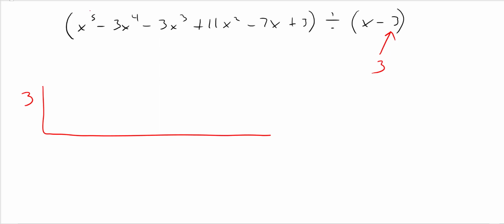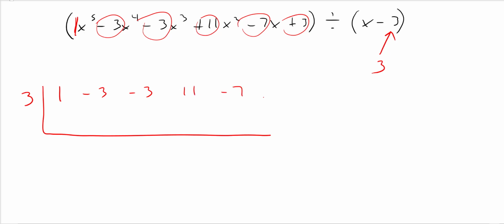And you're going to put the coefficients in front. So this is a 1 here, this is a negative 3, this is a negative 3, this is an 11, this is a negative 7, and this is a 3. So I'm going to put a 1, a negative 3, a negative 3, an 11, a negative 7, and a 3. Okay, there's a lot of stuff there. Let me extend that out a little bit more. Okay, all right, cool. So let's do our work here.